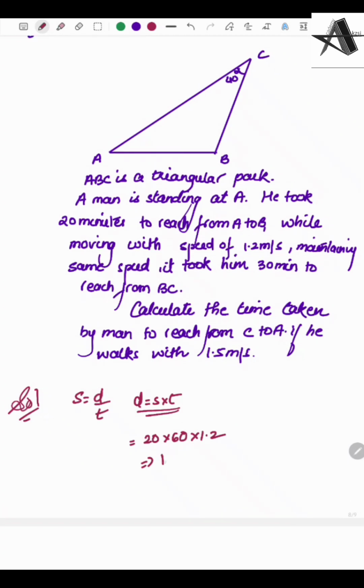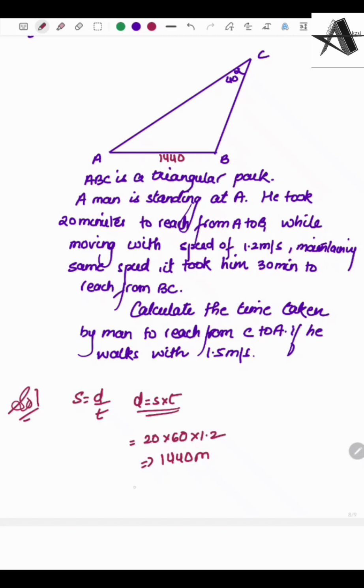So it will be 1440 meters. So now we know 1440 as the distance between AB. Similarly, we have to calculate the distance from B to C. It says maintaining the same speed. That means still the speed is 1.2 meters per second. It took him 30 minutes to reach from B to C.